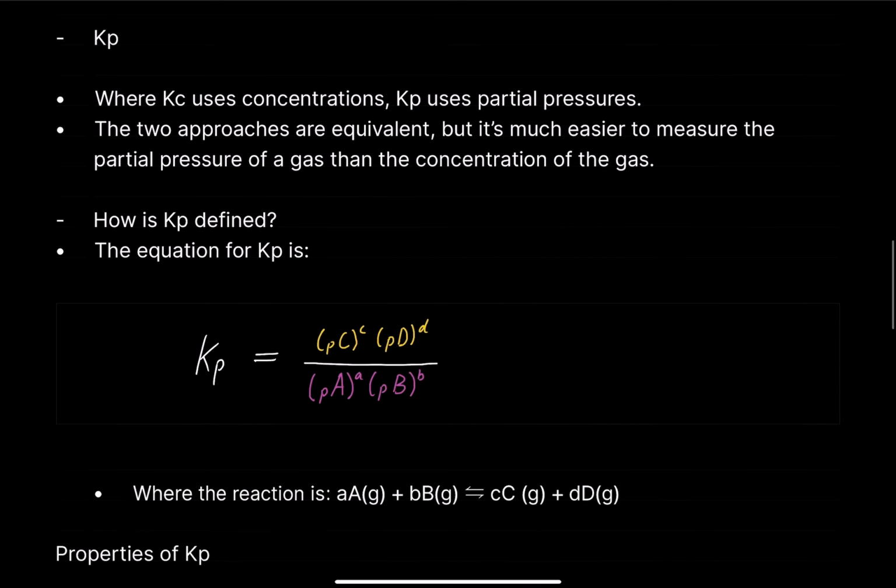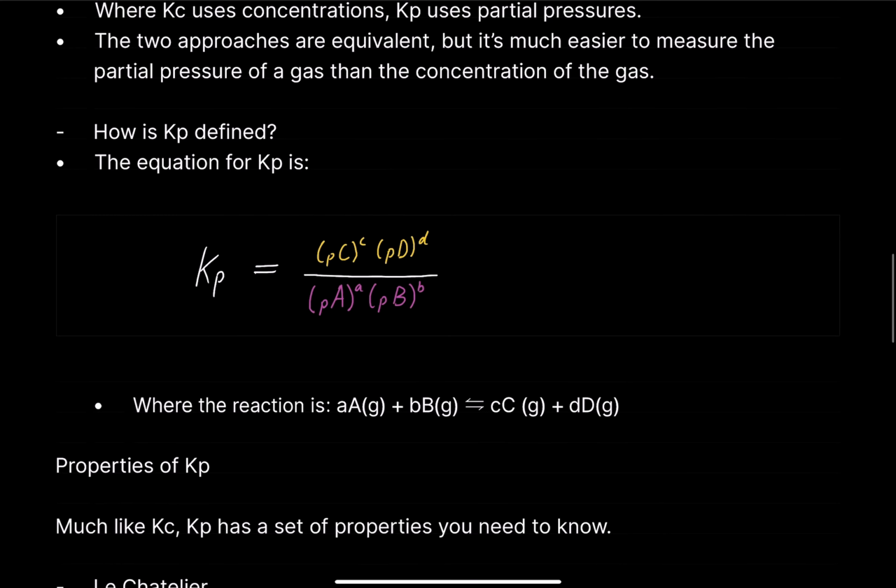So how is Kp defined? The equation for Kp is this. It's literally the same principle idea as Kc, where Kc is the concentration of your products over the concentration of your reactants. But remember, we're not doing Kc here, we're doing Kp. It's the partial pressure of your products over your partial pressure of your reactants. I'll say that again. Kp is equal to partial pressure of your products over your partial pressure of your reactants.